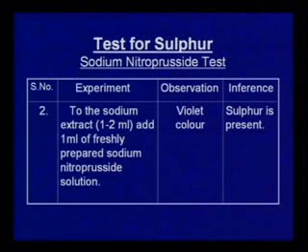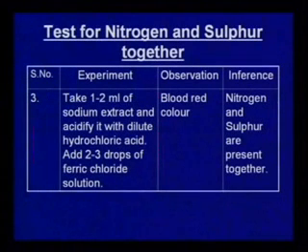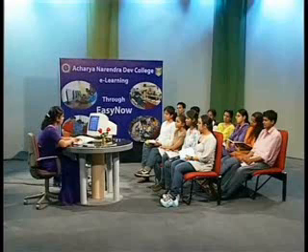Similarly, you have to record the test for sulfur: the experiment which we have performed, what you have observed and what is the inference. Same way with nitrogen and sulfur present together. If you are getting a blood red color as the observation, then the inference will be nitrogen and sulfur are present together. If you are not getting that, no color, that means they are not present together.